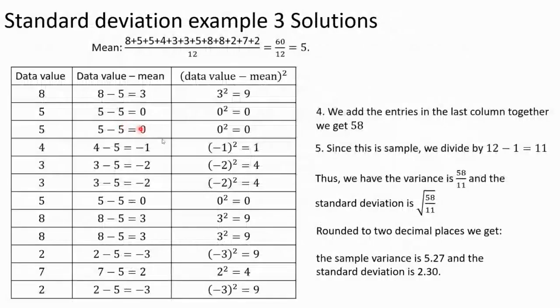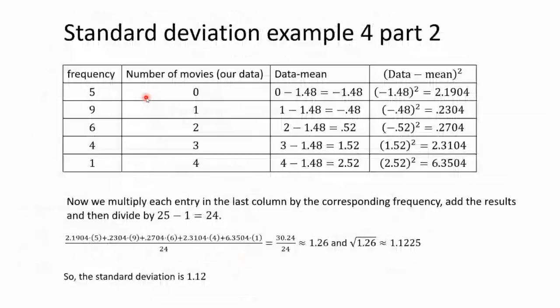Again, in this example, the frequency would be how many times that square is listed here, if we did the table this way. That's what we're doing.